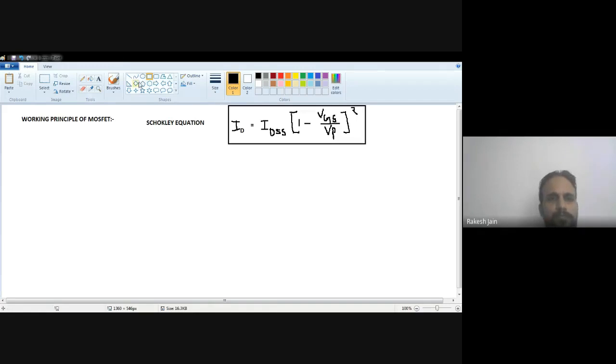Now see this. Let's suppose I have an N channel depletion enhancement MOSFET. It means definitely my substrate is of P type, on which two heavily doped N regions are diffused. The terminals will be taken out from them, and we can draw them in a vertical shape in a parallel manner.